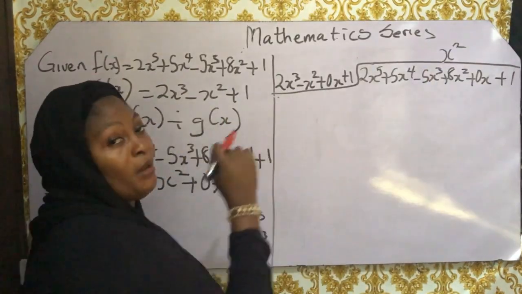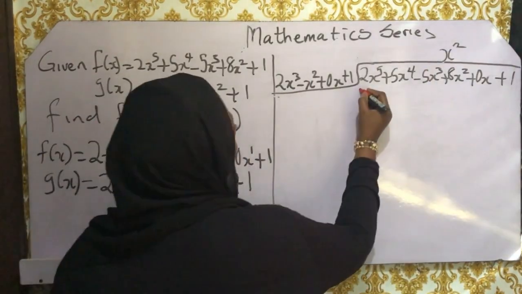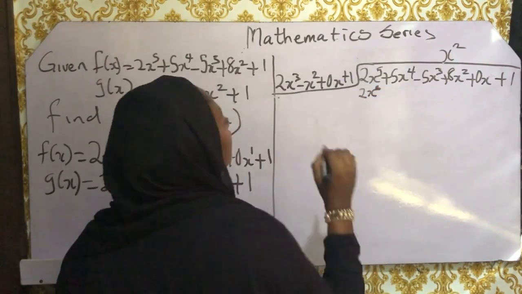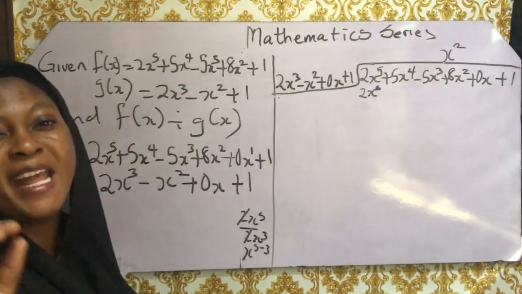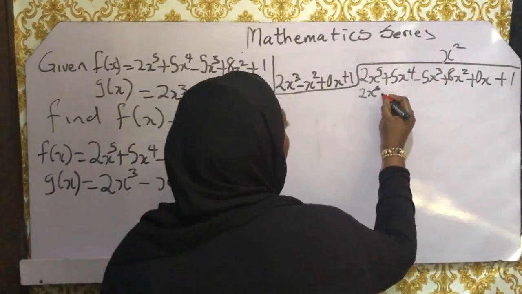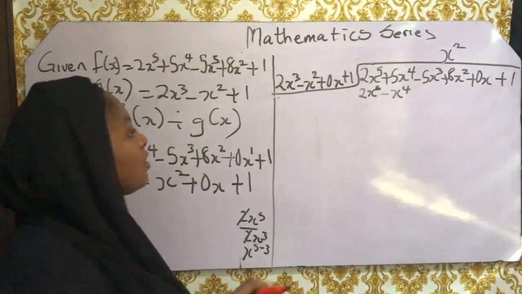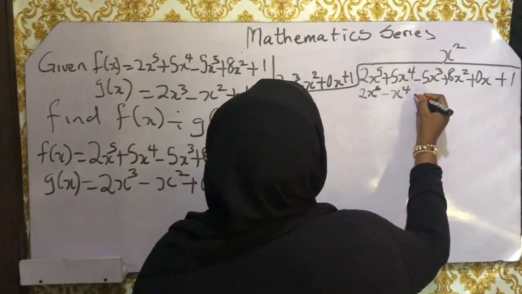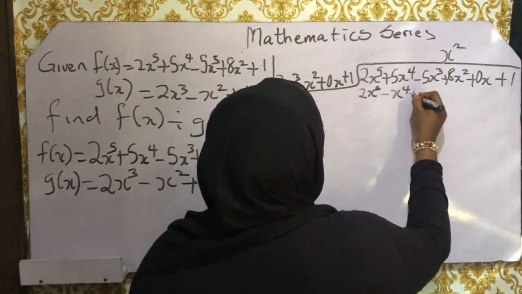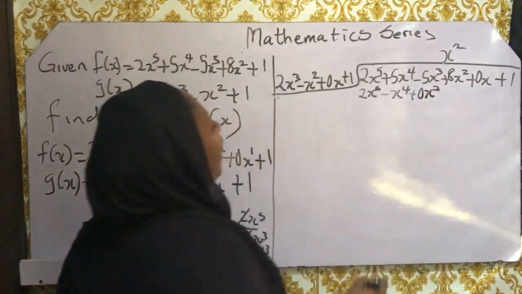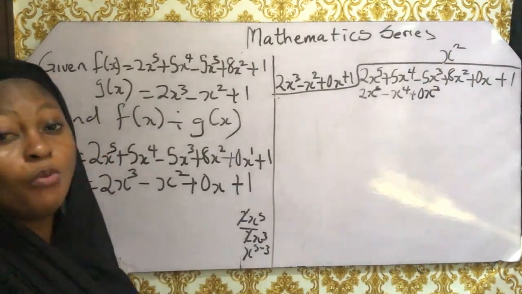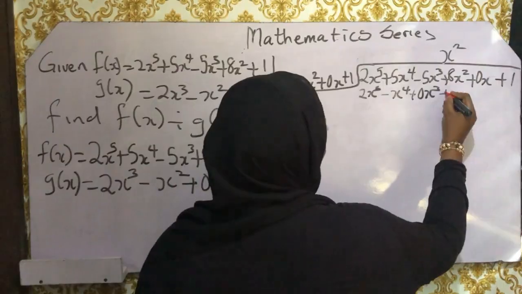x to the power of 2 multiplied by 2x to the power of 3 gives 2x to the power of 5. x to the power of 2 multiplied by negative x squared gives negative x to the power of 4. x to the power of 2 multiplied by 0x gives 0x to the power of 3. x to the power of 2 multiplied by positive 1 gives positive x squared.